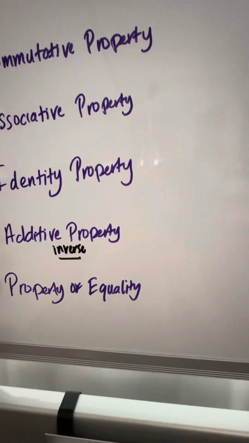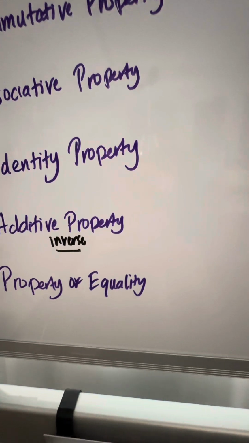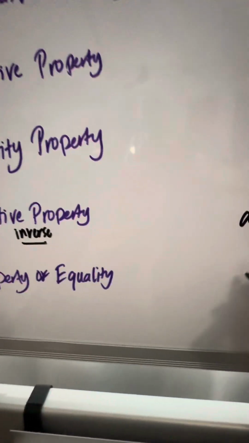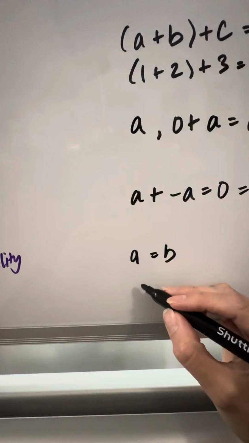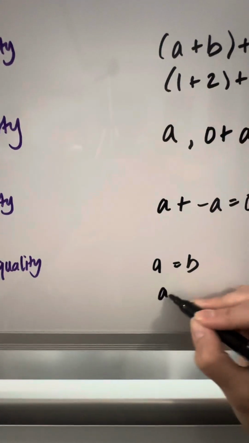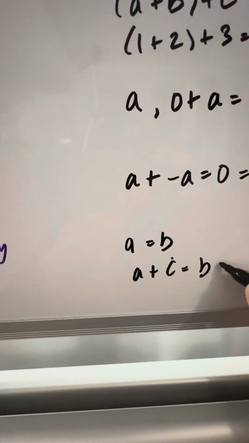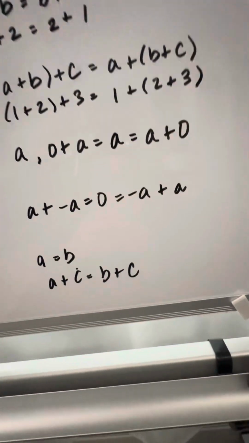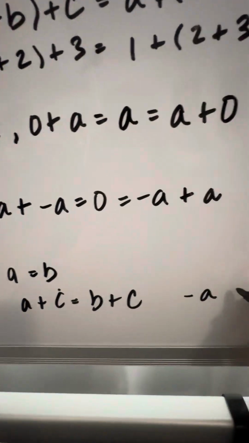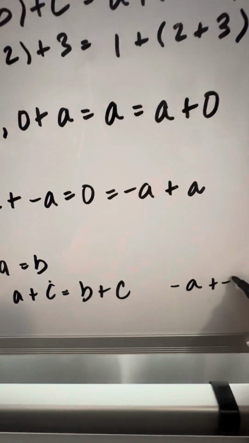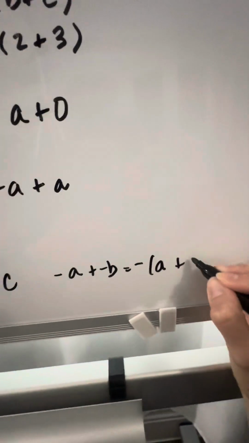Last, we're gonna go over the property of equality. The property of equality tells us that if A is equal to B, then A plus C is equal to B plus C. Another way to write this would be negative A plus negative B equals negative A plus B.